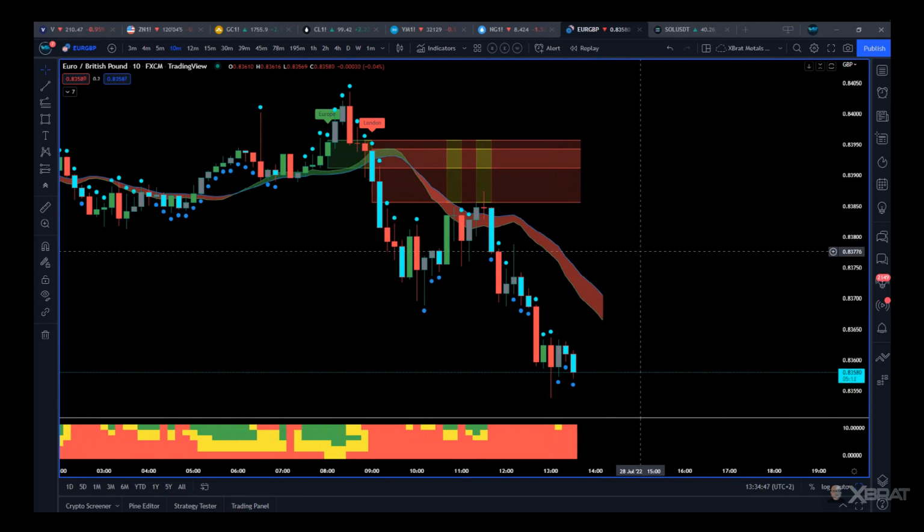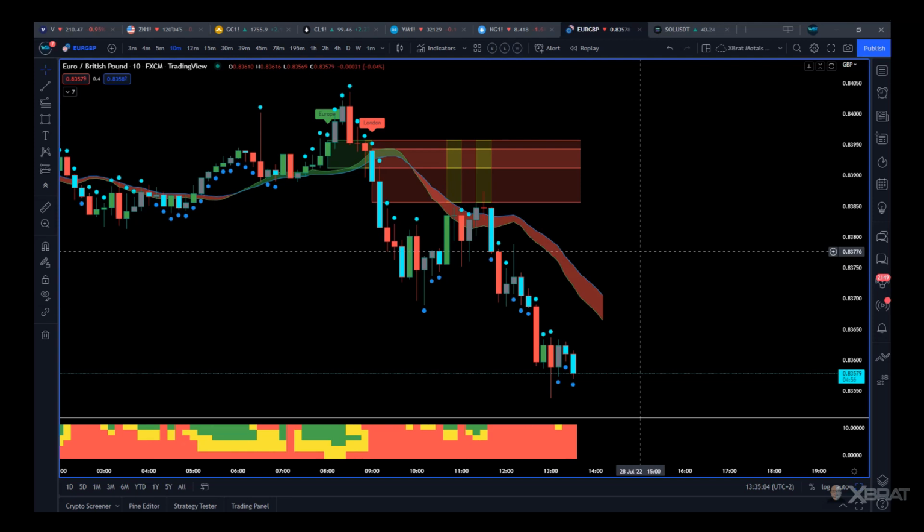I'm using Forex, in this particular case, Euro GBP on the 10-minute. The range breakout trading indicator from xBrat is very, very simple in that it identifies the opening range, then gives it a bias, and basically you look where to trade.